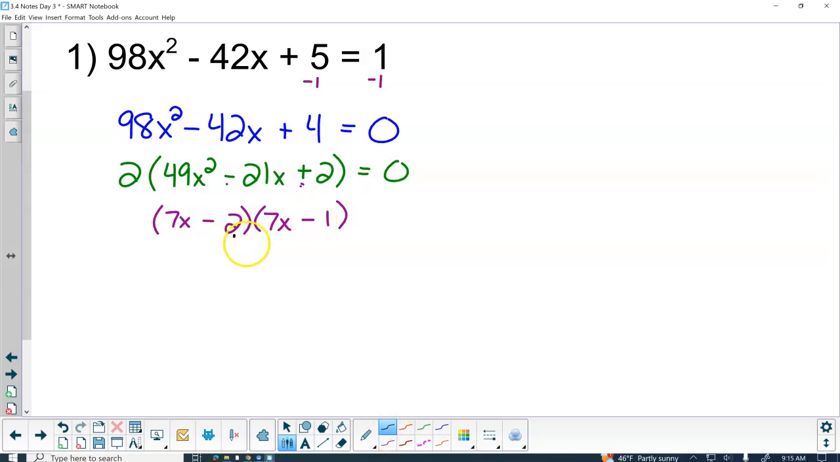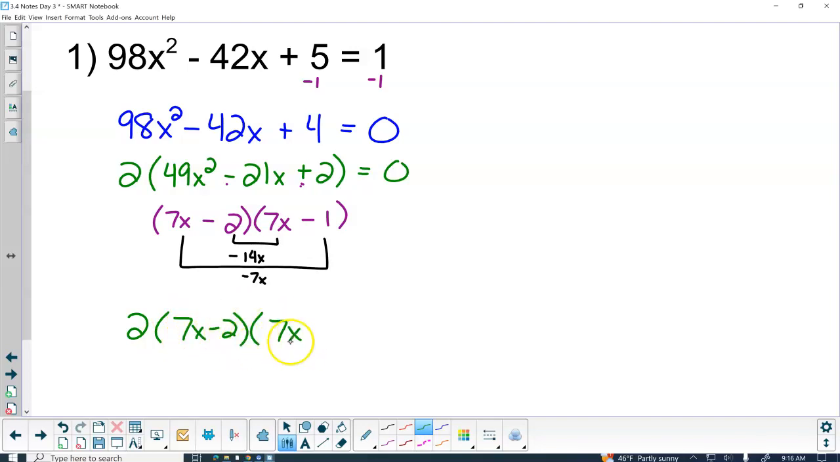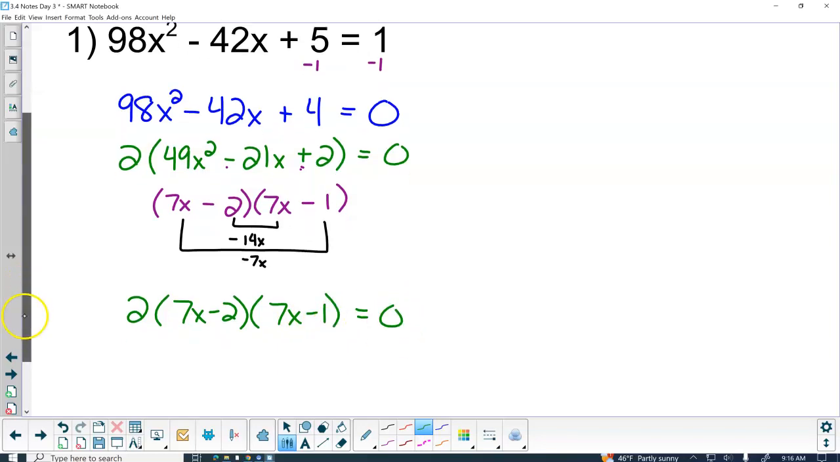Then if I try that, I get negative 14x, and I get negative 7x there. Combined, they give me negative 21. Factorable. I didn't want to have to multiply by 49. Okay, so we're good there. So then this would factor to be 2 times the quantity 7x minus 2 times the quantity 7x minus 1. And that is still equal to 0.